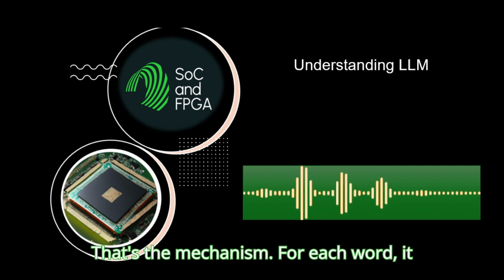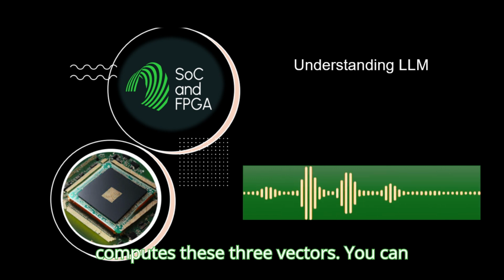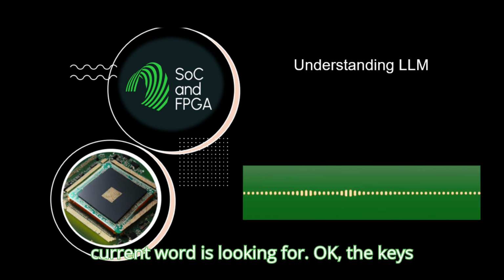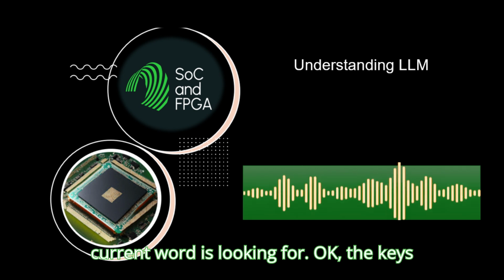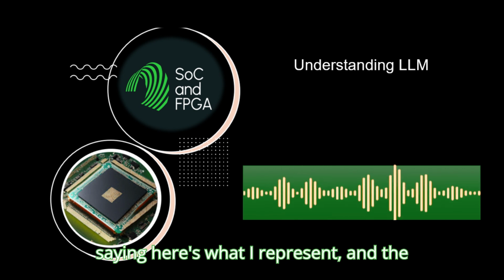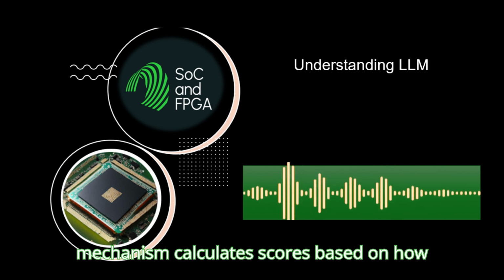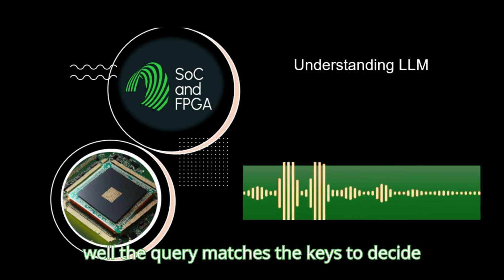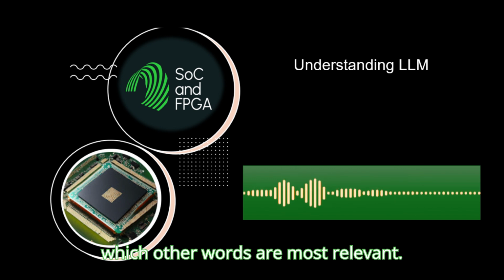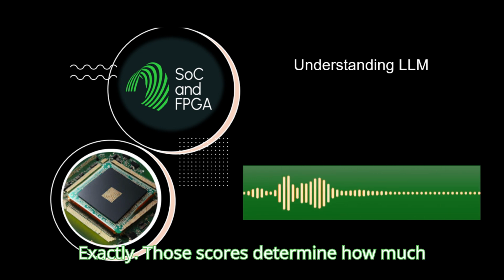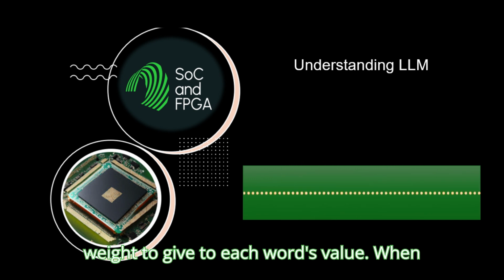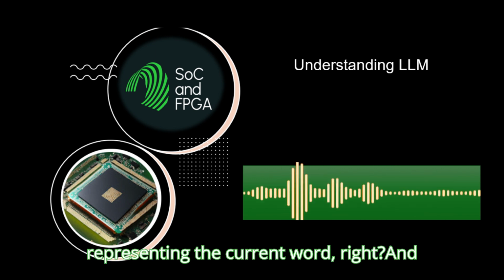That's the mechanism. For each word, it computes these three vectors. You can sort of think of the query as what the current word is looking for. Okay. The keys are like labels on all the other words saying, here's what I represent, and the values are the actual substance or meaning of those words. The attention mechanism calculates scores based on how well the query matches the keys. To decide which other words are most relevant. Exactly. Those scores determine how much weight to give to each word's value when representing the current word.